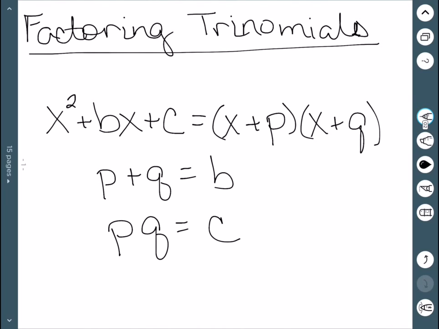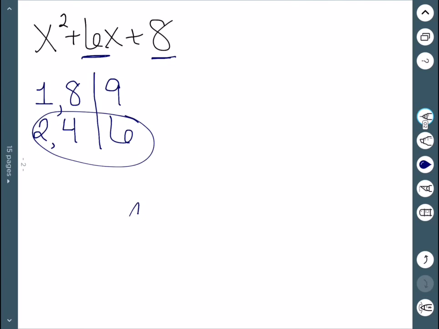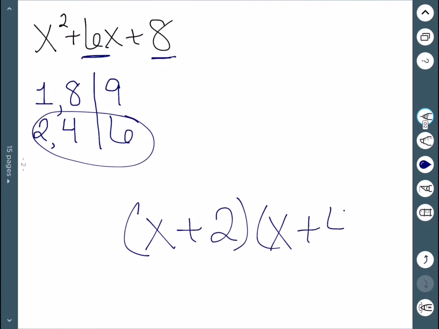So, some examples. We'll start with this one, x squared plus 6x plus 8. So when we're dealing with these, we should start with the c term. We're looking for two numbers that multiply to be 8. So let's think of things that multiply to be 8. Well, 1 and 8, and also 2 and 4. And then we can add those numbers. 1 plus 8 is 9, 2 plus 4 is 6. We need them to add to be 6. So that's the second case. x plus 2, x plus 4.